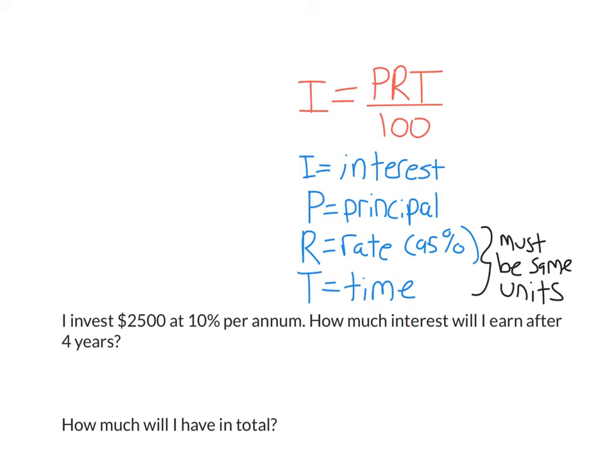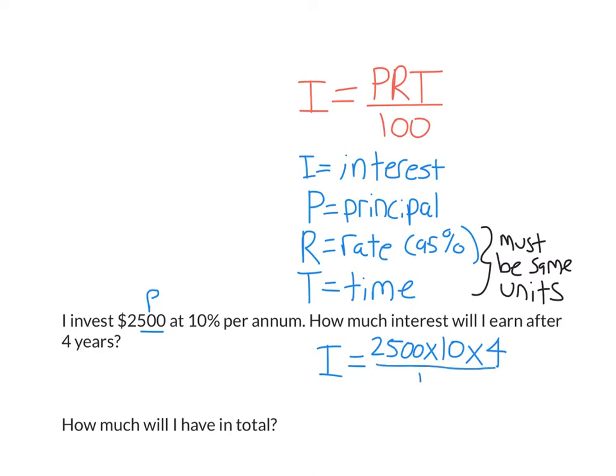So we have I equals, P is the initial amount, which is $2,500. That's P. So it's P times R, the interest rate as a percent, times T. Note here, R and T are in the same units. R is per annum, per year, T is in years. And then I divide by 100.